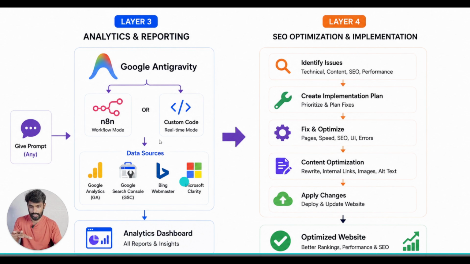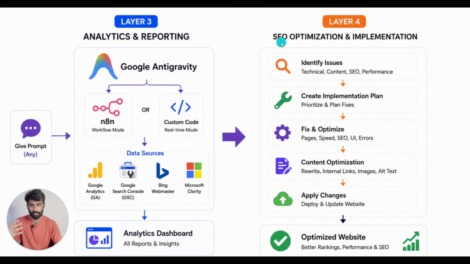So once you gather the data from step 3, that is layer 3, you're going to move to layer 4, that is SEO optimization implementation. This is basically not SEO optimization, it's my mistake. It should be fixing bugs and implementation, right? Basically that's the goal here. Like we want to fix.